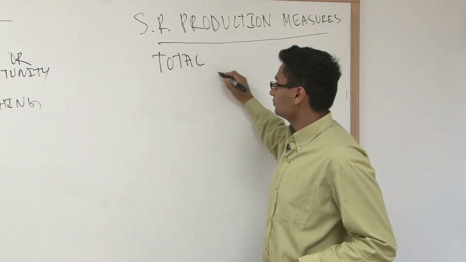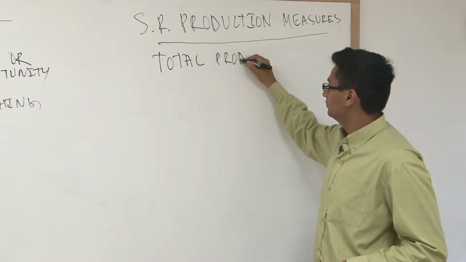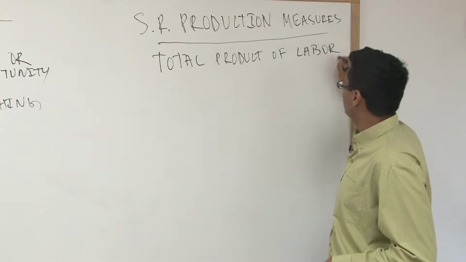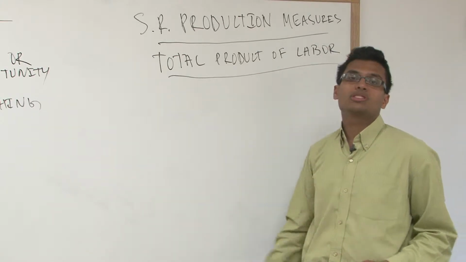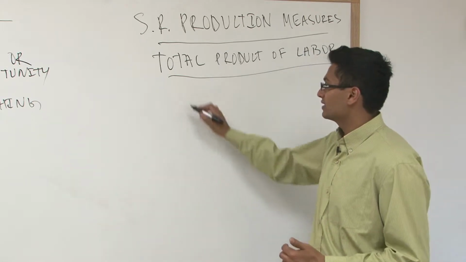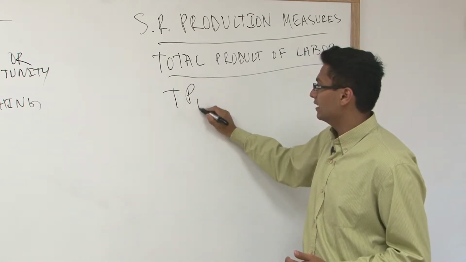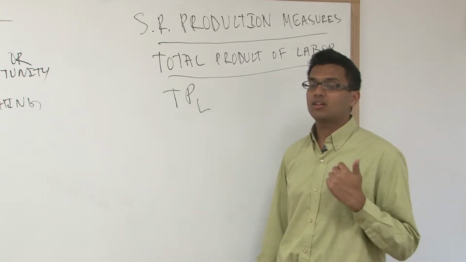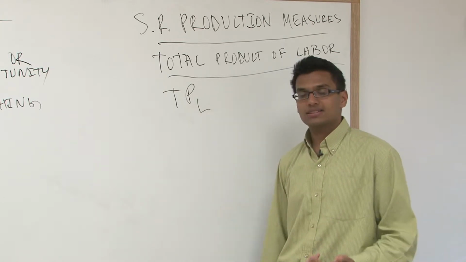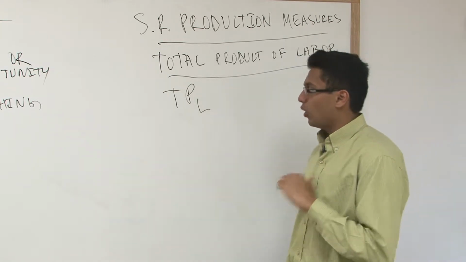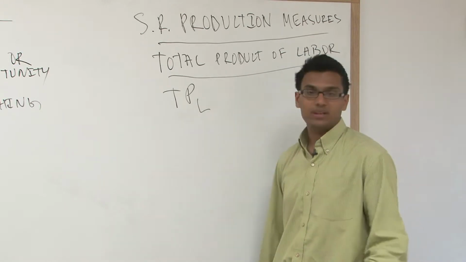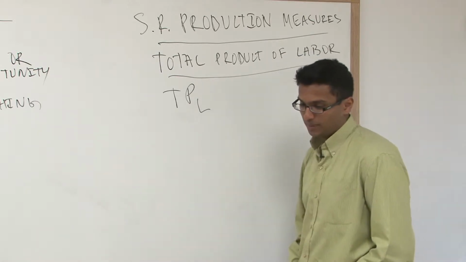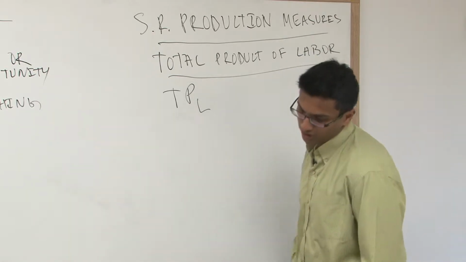Total product of labor. Generally speaking, when you see the total product of labor, people typically write this down as TPL, where the L stands for labor. That's generally how they write it down. And as I said before in class, in economics, we always have an abbreviation for everything. Are we lazy? Maybe, but it just makes easier sense. So TPL is the total quantity or total output of a good.